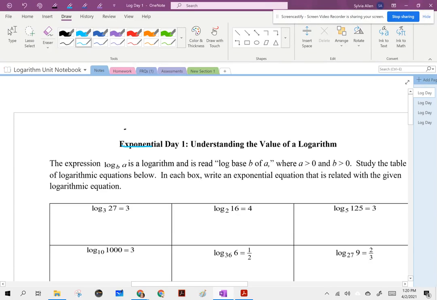All right, the first thing we need to do is to get rid of the exponential, because it is not exponential that we're focusing on, it is log. So these are log day one, and we're talking about logarithms, all right?